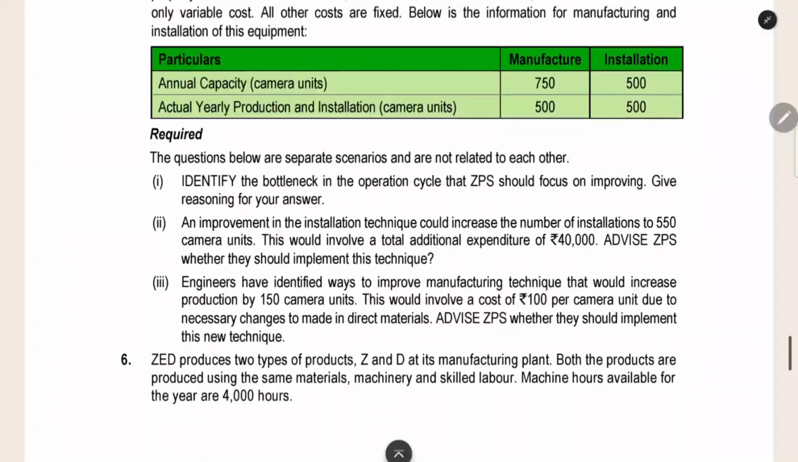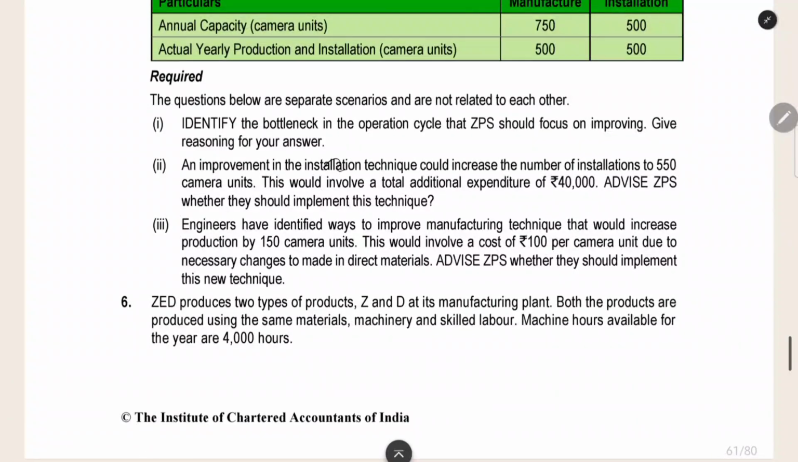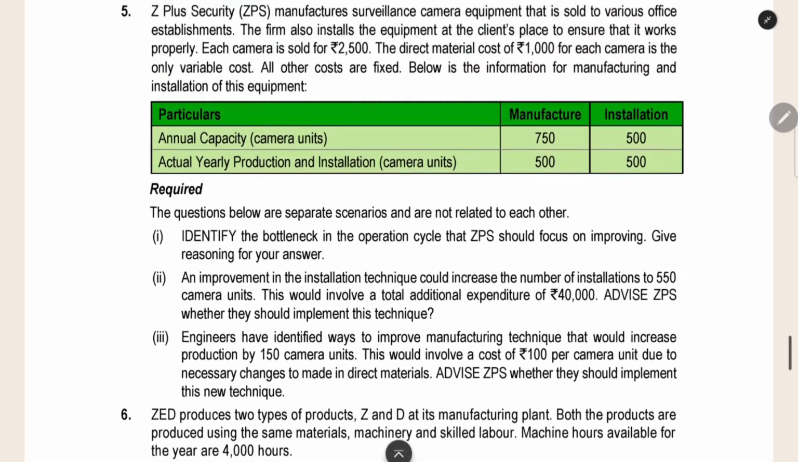Installation is the bottleneck. Now, an improvement in the installation technique could increase the number of installations to 550 camera units. This could involve an additional expenditure of 40,000. Whether they could implement this or not, they are asking. They can bring a technique, and because of that, the new installation will be 550. For the technique implementation, the total cost is 40,000 rupees. Whether it is beneficial or not, that is what they are asking.